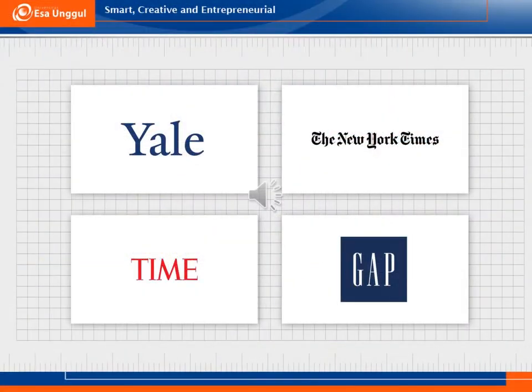Now other companies. This is Yale University, the top university in the United States. The color is blue, and the logo is just only Yale. It is very easy for everybody to understand, very clear. The Times is about news, but the color is red, and the typography too.